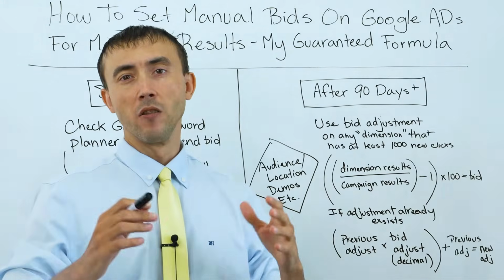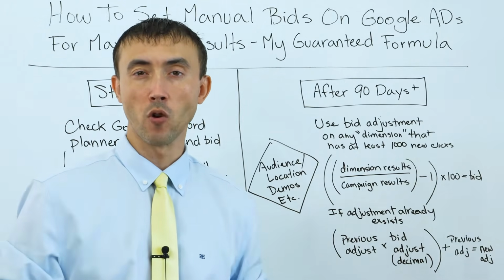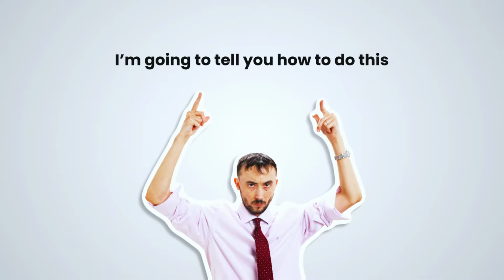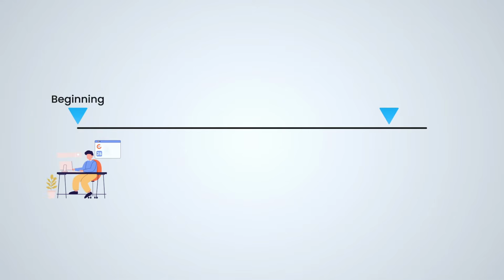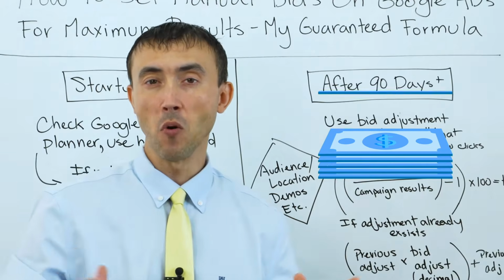I don't care what. Okay, manual bidding will give you that control, or in general, you just want more control over what you're paying per click. I'm gonna tell you how to do this both at the beginning and then later on. That's gonna get you the most results out of manual bidding. Even though, or given that, you truly will make more money with smart bidding.